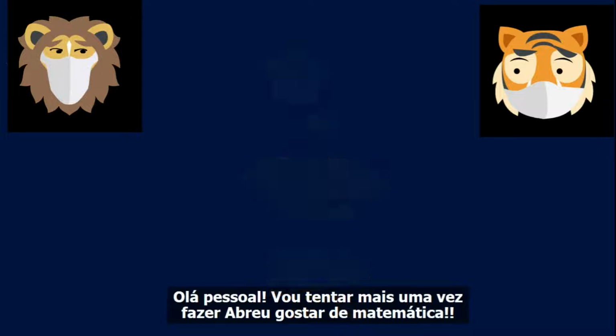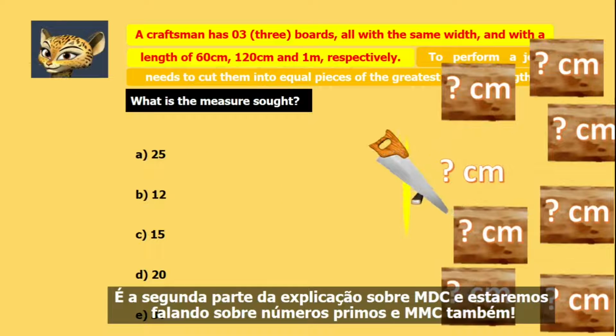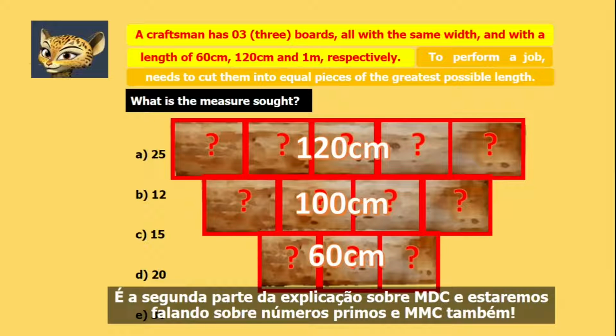Hello guys, I will try once again to make a brew like math. It is the second part of the explanation about the greatest common divisor, and we will be talking about prime numbers and least common multiple as well.